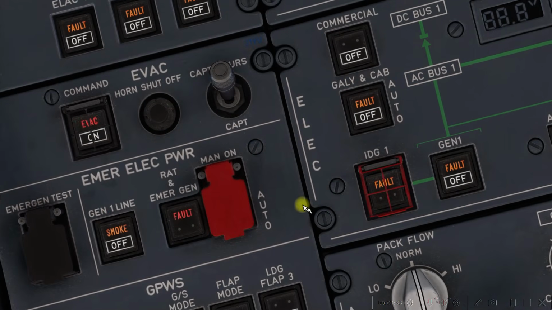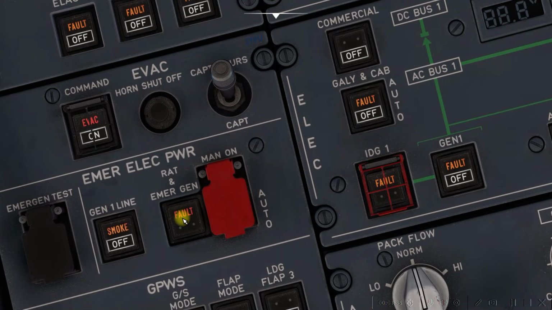During those 8 seconds, you will momentarily see a red fault light appear over here, telling you that the emergency RAT has deployed, but the emergency generator is yet to connect. But once the RAT is fully deployed and the emergency generator is connected, this fault light will disappear. That means after those 8 seconds, you will not see that fault light anymore. So this is one way of knowing if the RAT has deployed and has successfully connected to the emergency generator.